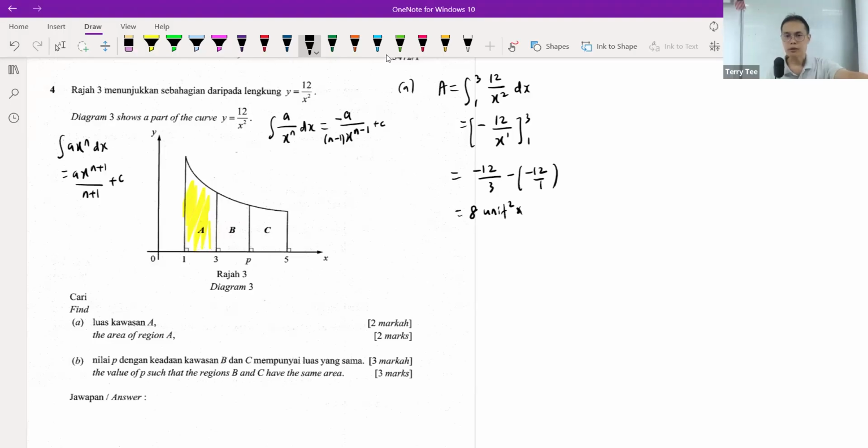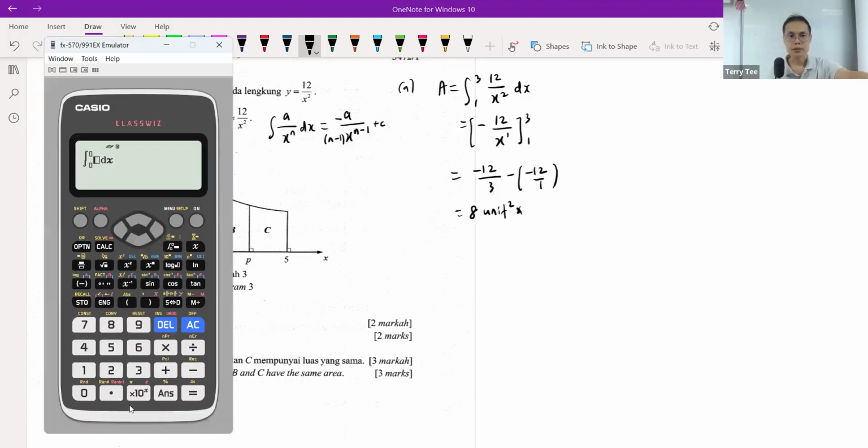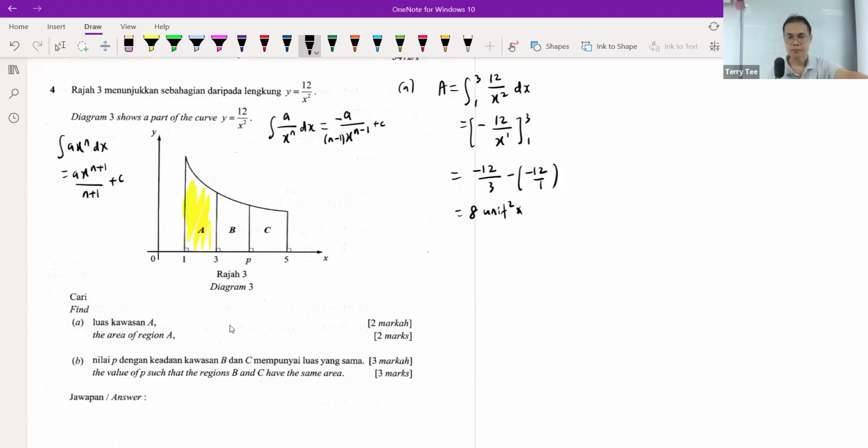You can always use your calculator to validate your answer. So you can see from here, I integrate. Yeah, the integration button is here below your menu button. Take 12 over x squared. Lower limit is 1. Upper limit is 3. Your answer is 8. All right, that is part A.